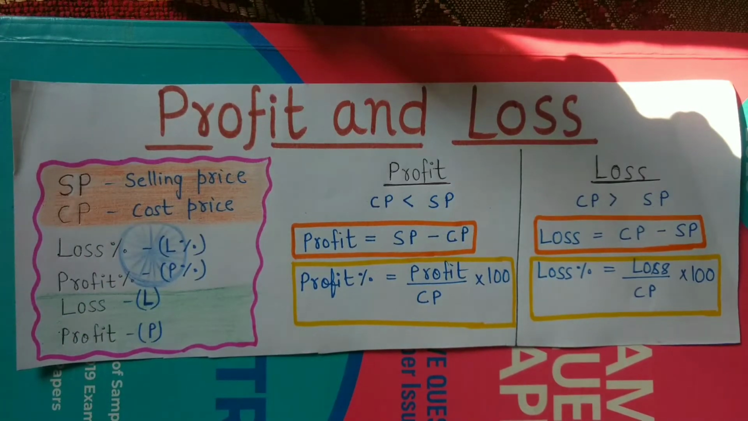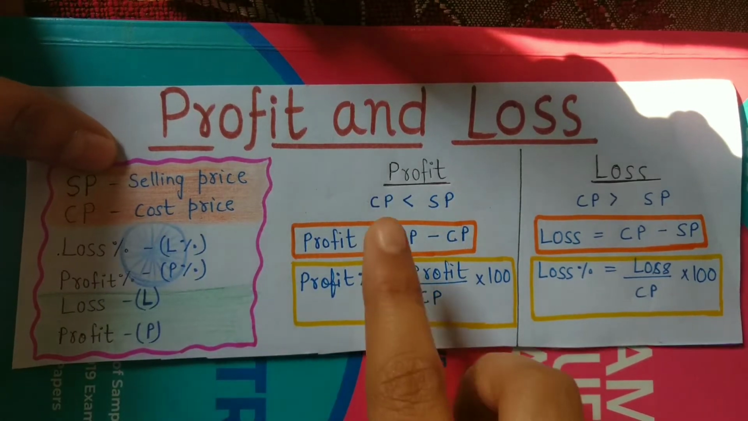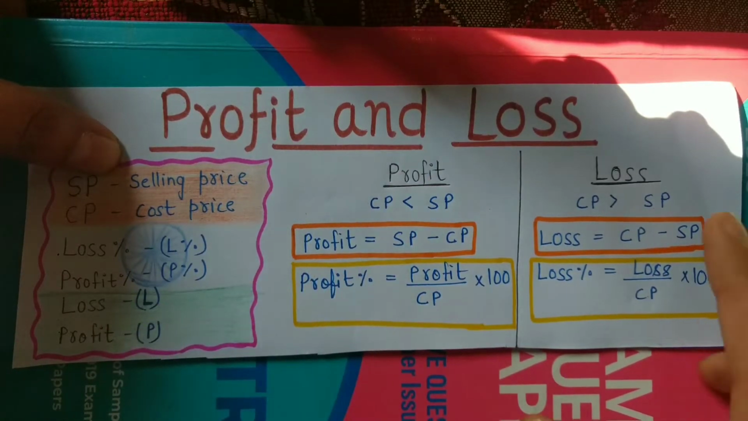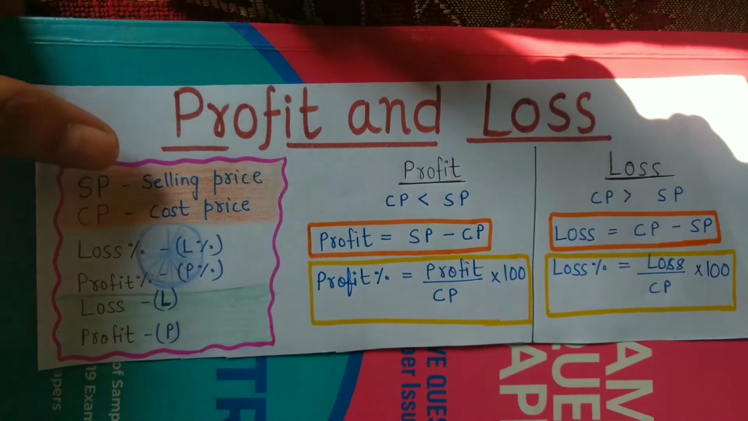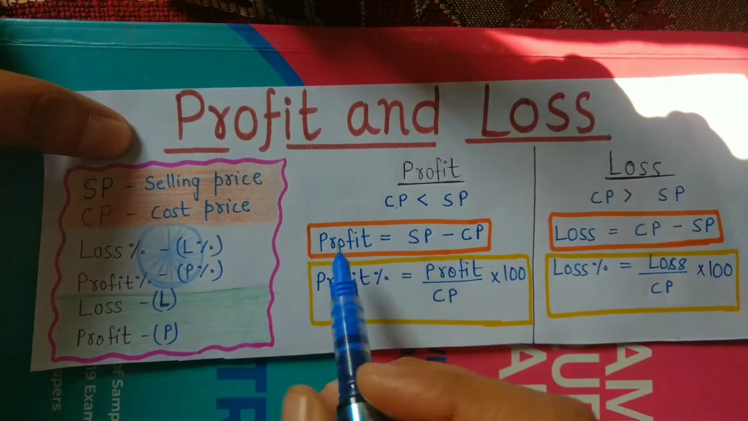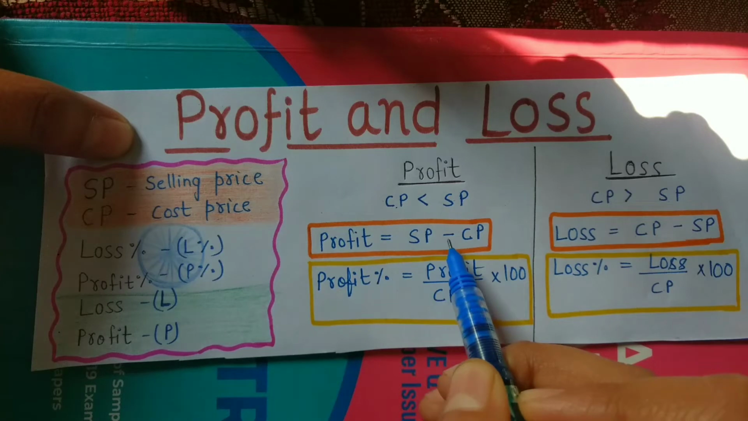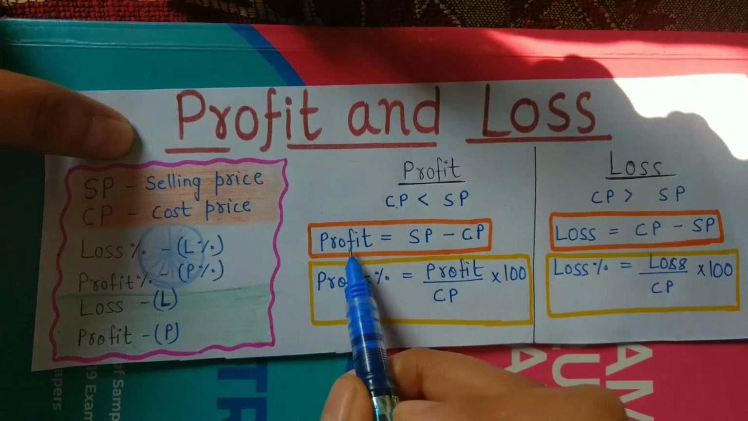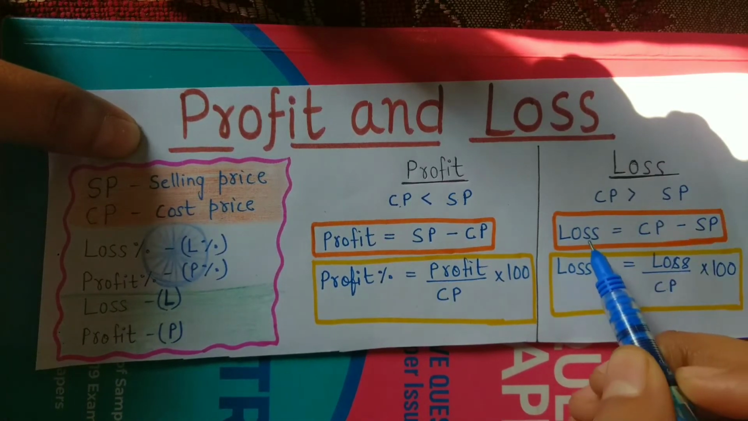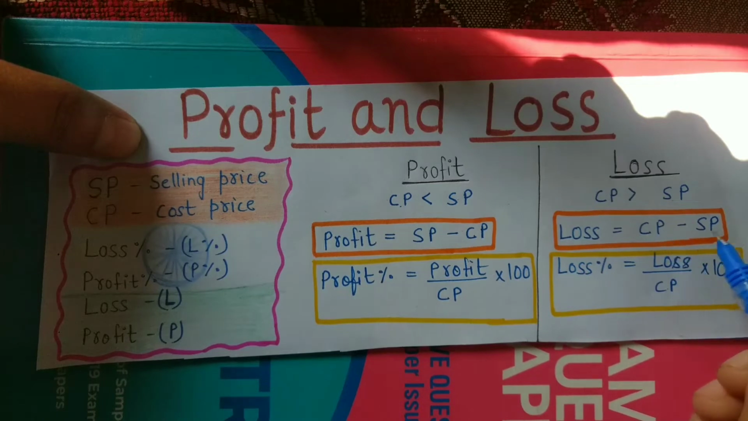Now, before solving the questions of profit and loss, first we have to decide whether profit is happening or loss is happening. How will we find that? If CP is less than SP, then profit will be happening, and vice versa for loss. Now always we have to subtract the smaller from the bigger one. So in profit SP is greater, so to find the profit we need to subtract CP from SP. The formula of profit will be SP minus CP. And for loss, since CP is greater, loss will be calculated as CP minus SP.